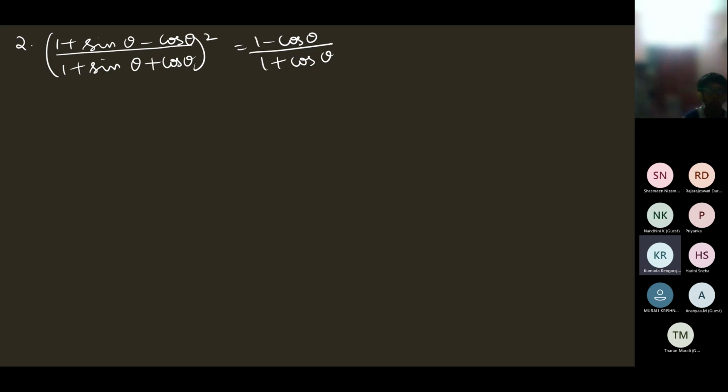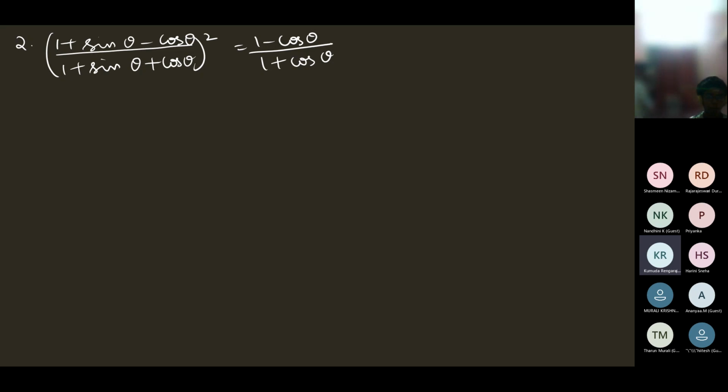I have told you that when one side of the identity is made up of sine theta, cos theta, and 1 in the numerator and the denominator, you should divide by either sine theta or cos theta. Here we are not doing that, and I'm giving you the reason: because the expression is squared. So let's square the numerator and square the denominator.